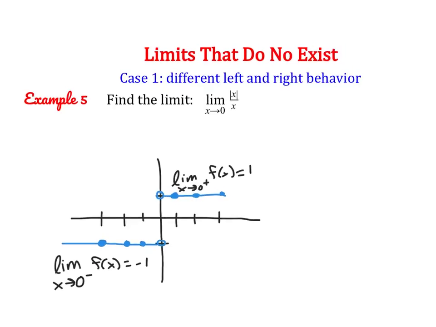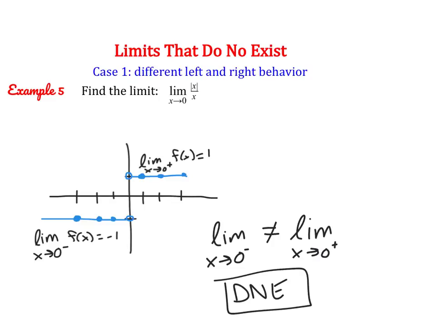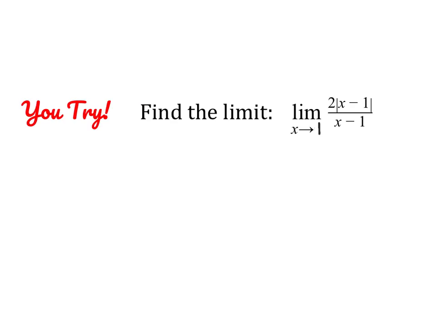So whenever you have a scenario where the limit as x approaches your c value from the left, so 0 from the left, does not equal the limit as x approaches your c value from the right, whenever they are not equal, this limit does not exist. That's because the left and right hand behavior are not the same. While there is a limit as it approaches from the left, the overall limit does not exist. All right, go ahead and pause the video and give this one a try.